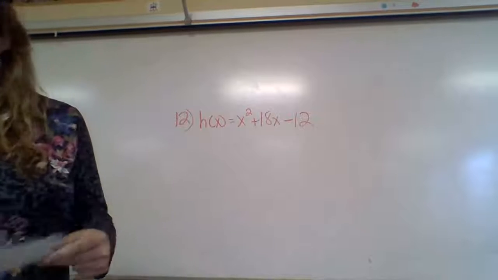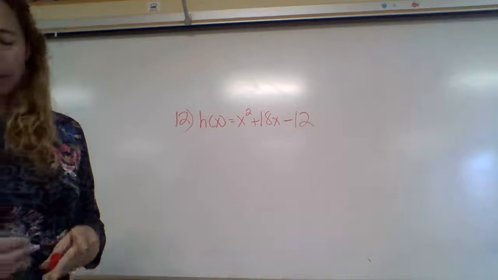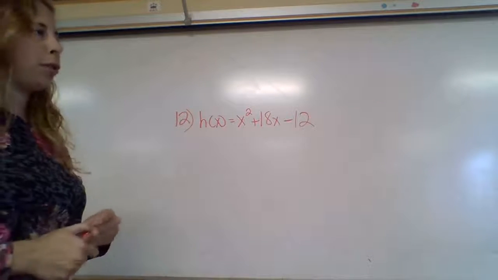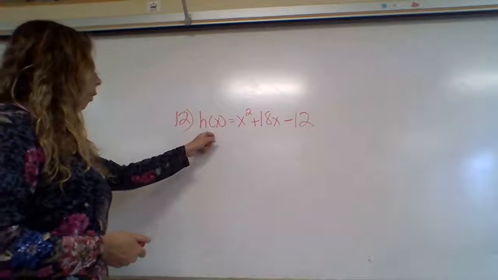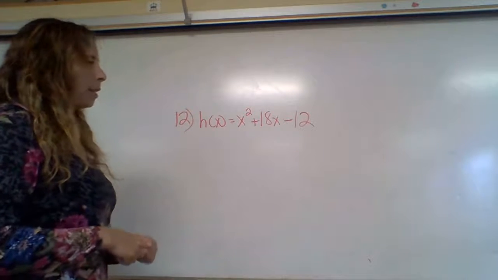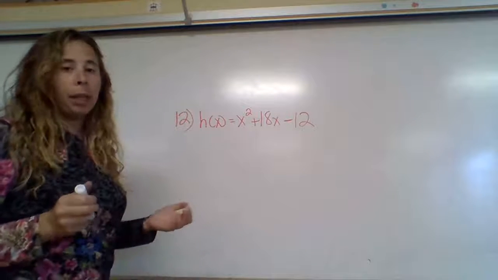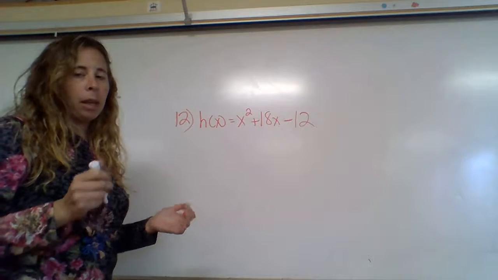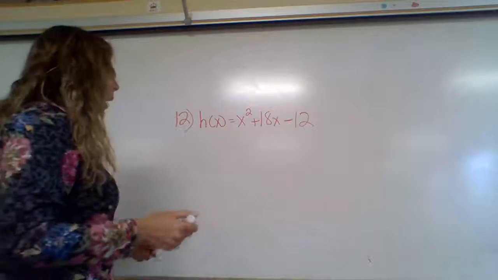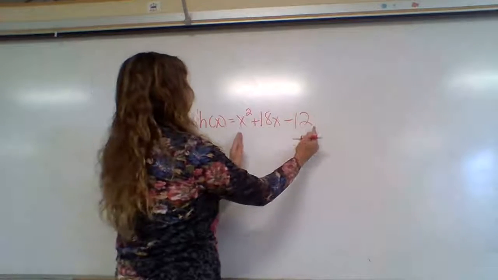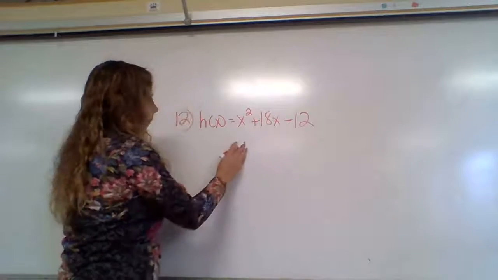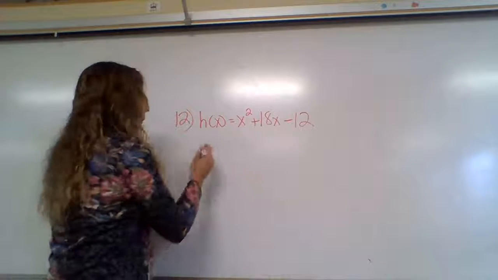Number 12, you are given standard form. You have to convert to vertex form. How you do that is by completing the square. Now, how we learned it in Unit 2, we stayed on this side of the equation the whole time. So we're going to do it that way.